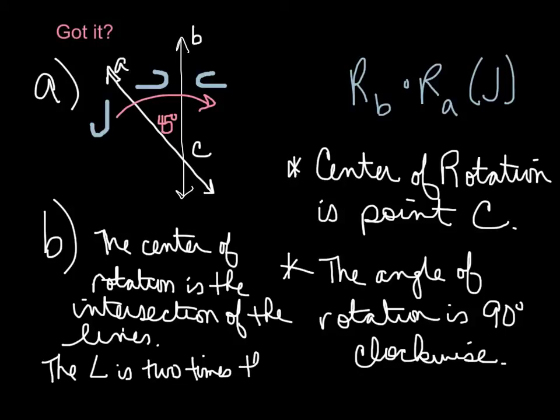2 times the measure of the angle. So if you look here, we have 45. That's the acute angle, the angle that's formed with the two intersecting lines. You just take twice that, and that gives you the angle of rotation. So if this was 30, then the angle of rotation would have been 60. If this was 20, the angle of rotation would have been 40.